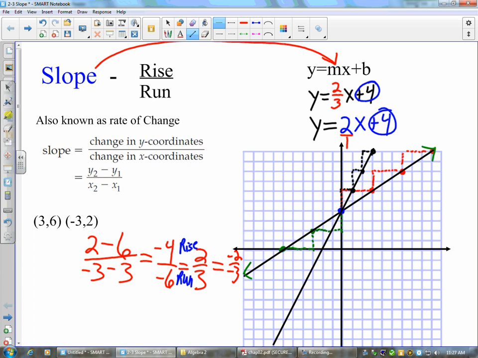Now notice it got steeper. And the farther away from 0 the slope gets, the steeper your line will be. The closer to 0, the more level, the more flat it's going to be.